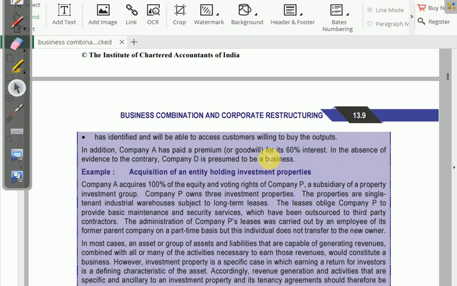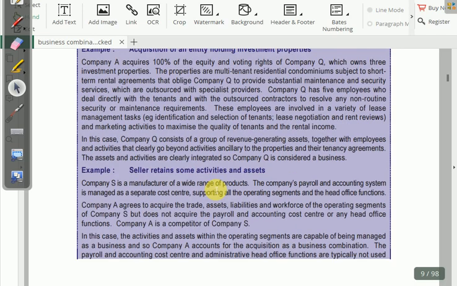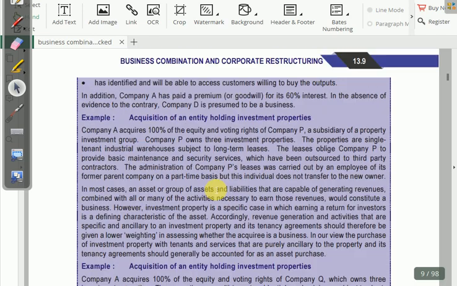In addition, company A has paid a premium for its 60% interest. In the absence of evidence to the contrary, company D is presumed to be a business. These are all examples. You can read it out once.